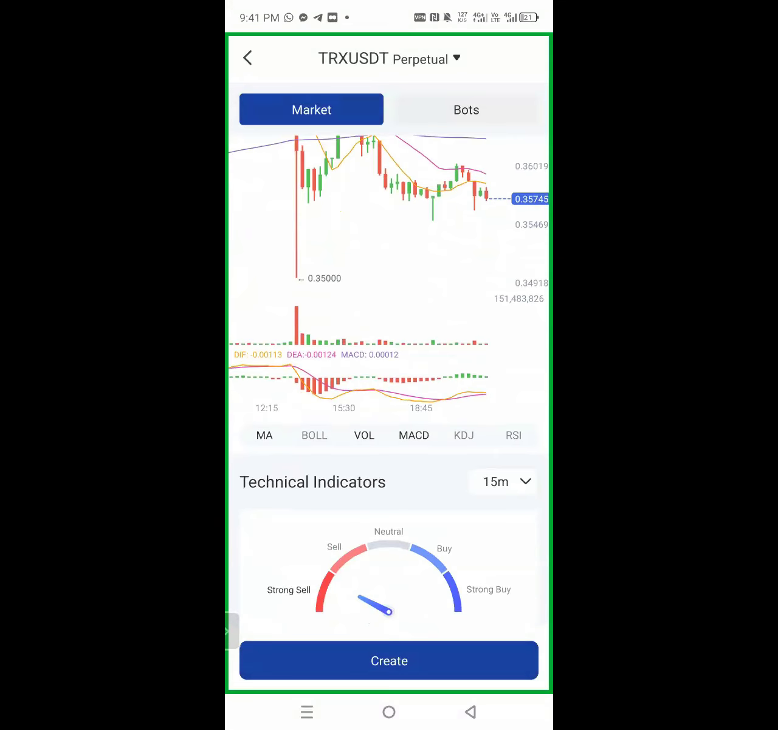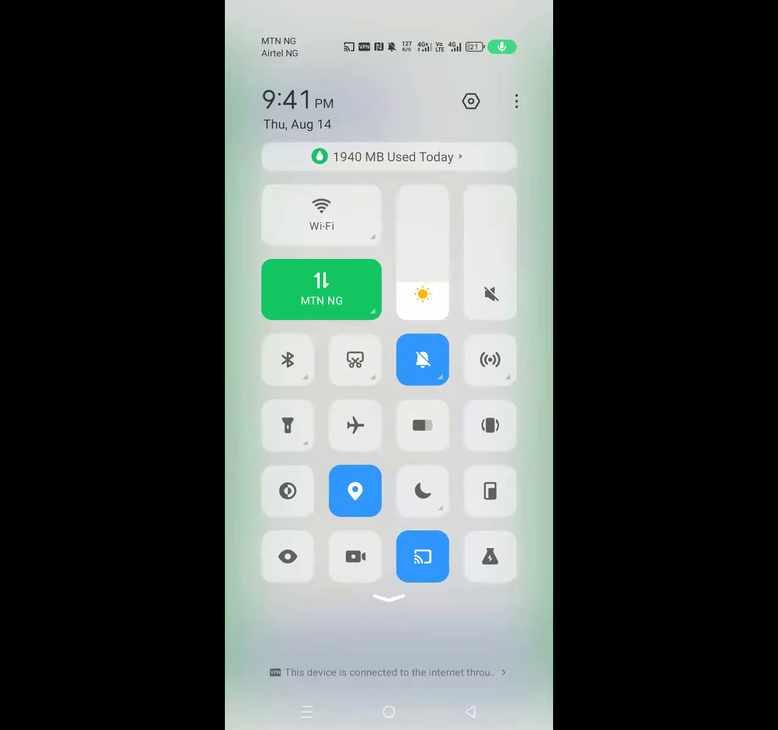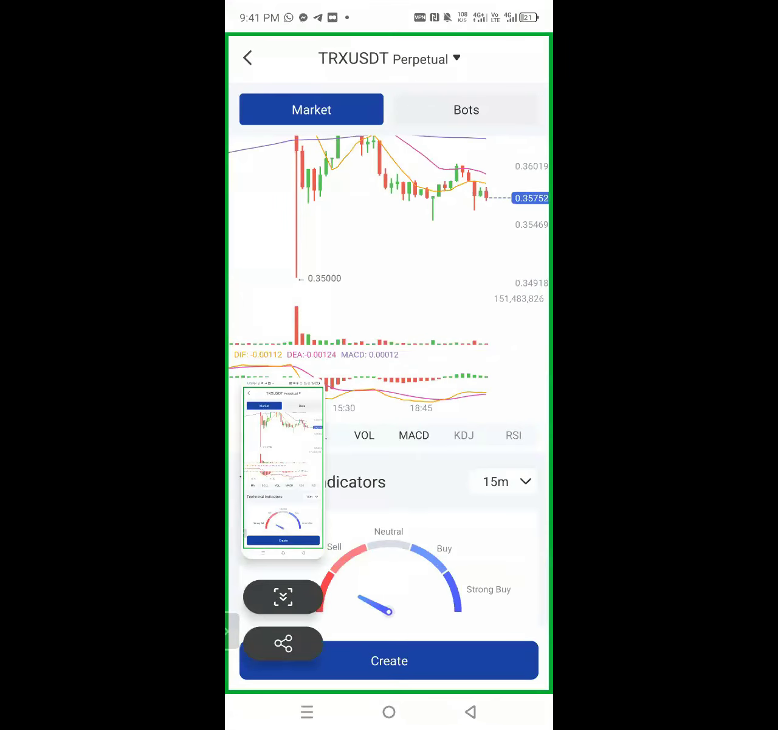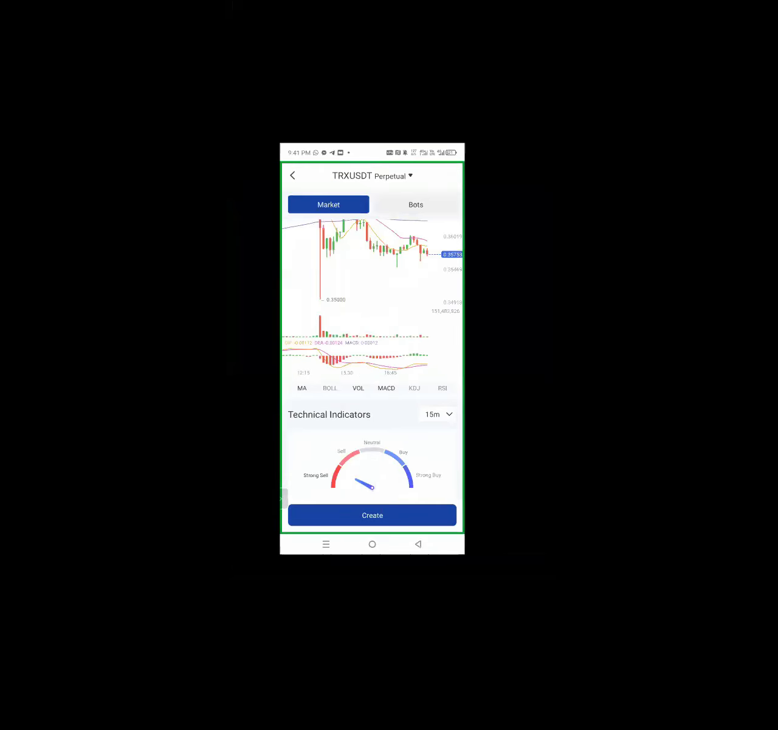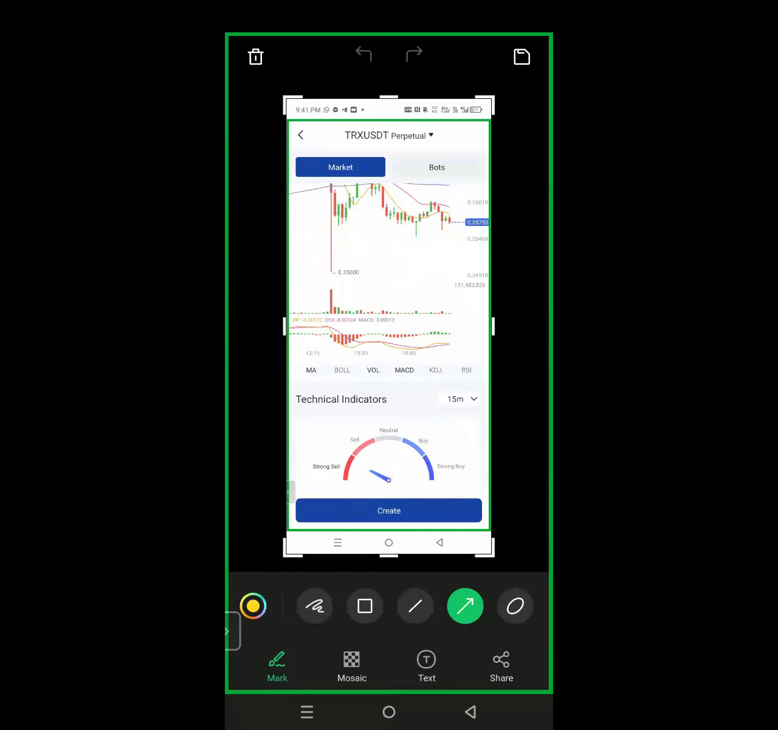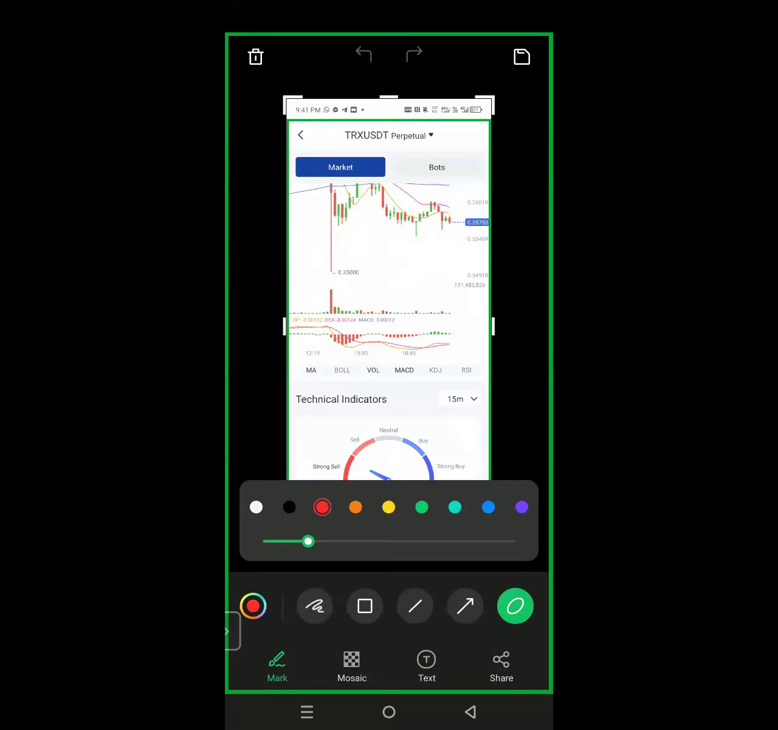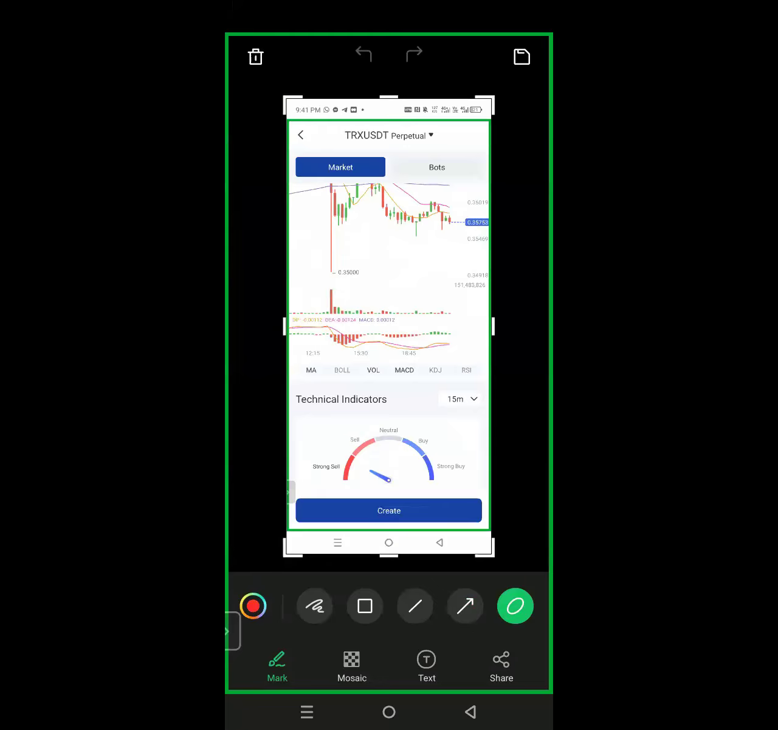Golden Cross is here now. Let me just, okay, you can see my screen? Yeah, we can see your screen. This is Golden Cross.